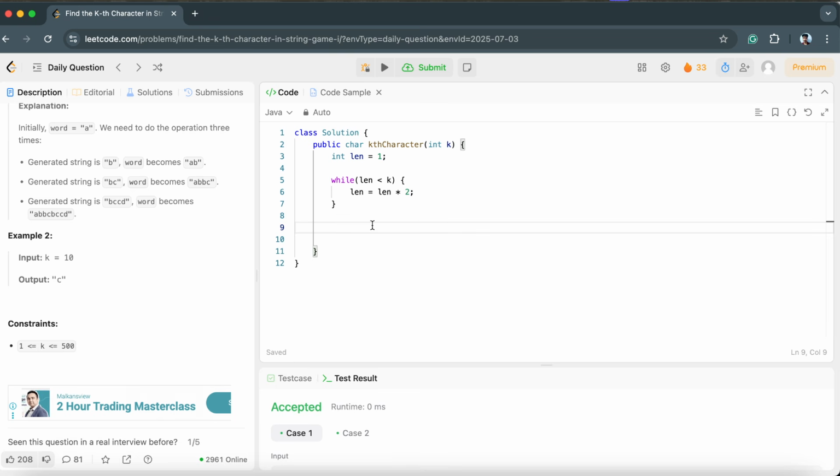The moment we got the length, next we have to get a shift. Initially it will be 0, and shift will keep on incrementing. Another while loop we will simply run, and in this one length should be greater than 1. That was the goal. The moment length is equal to 1, we will simply break from this while loop.